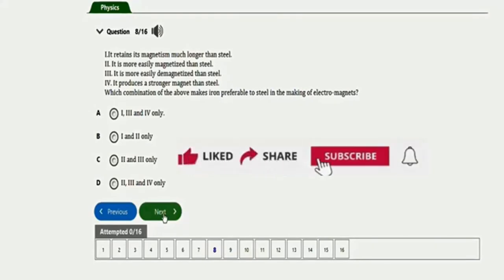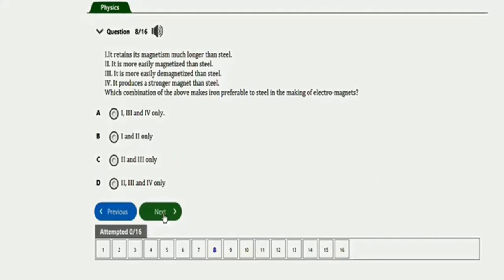So the question says which combination of the above makes iron preferable to steel in the making of electromagnets? We have the first list there to be it retains its magnetism much longer than steel. No, that's not correct. Okay, we have the second one here to be it is more easily magnetized than steel. So that's correct. It is more easily demagnetized than steel. Also correct. IV, it produces a stronger magnet than steel. Not correct.